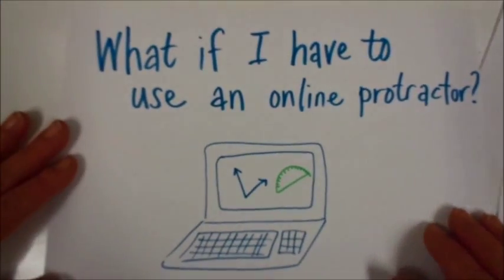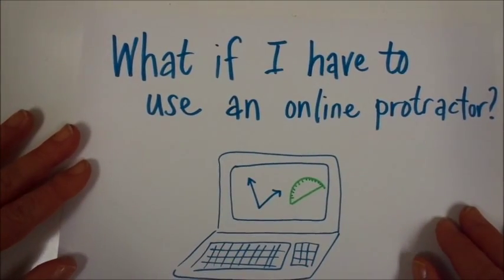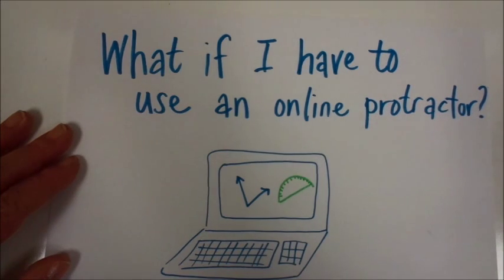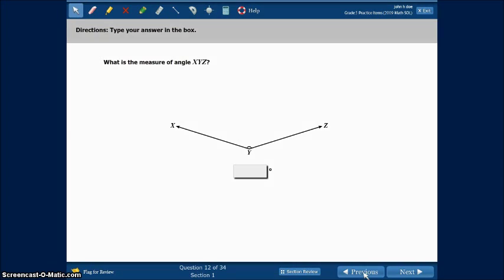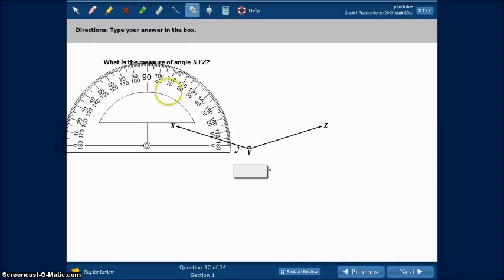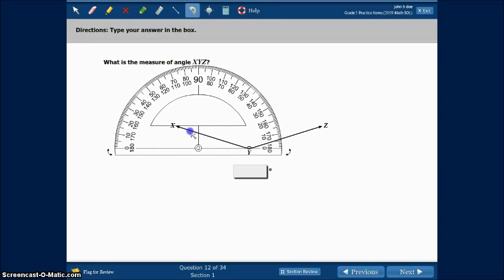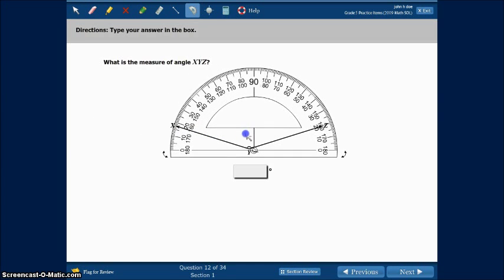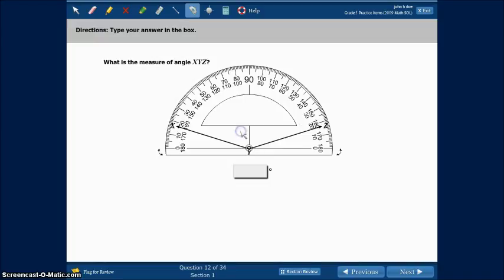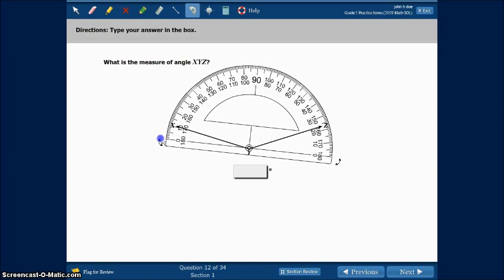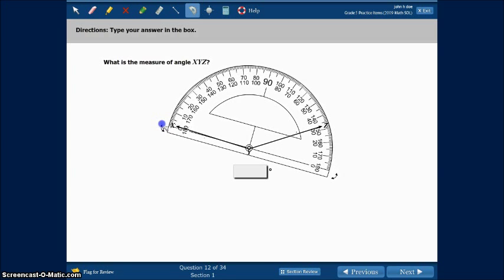And lastly, what am I going to do if I have to use an online protractor? Sometimes you're going to see a question on the computer that looks like this, and they're going to ask you to measure the angle. You want to go up and capture your protractor tool, and you click and drag it. Same rules. You line up the circle on your protractor on the vertex of your angle, and then you can rotate the line by these little arrows on the side. I can go either direction, as long as I've got the black line lined up on my ray.